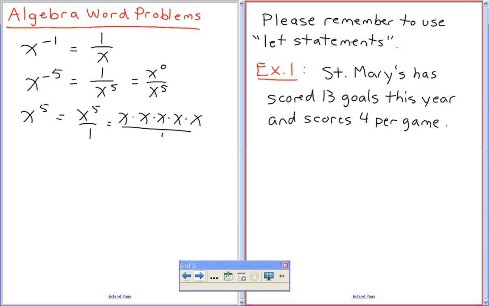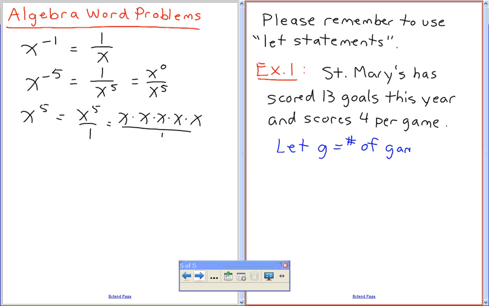Okay, what are my unknowns in this case? What are my 2 variables going to be? How many games they played? Good. So what letter do I want to give that? G. Sounds good to me. Let G equal the number of games. No, let H. Hold on a sec.